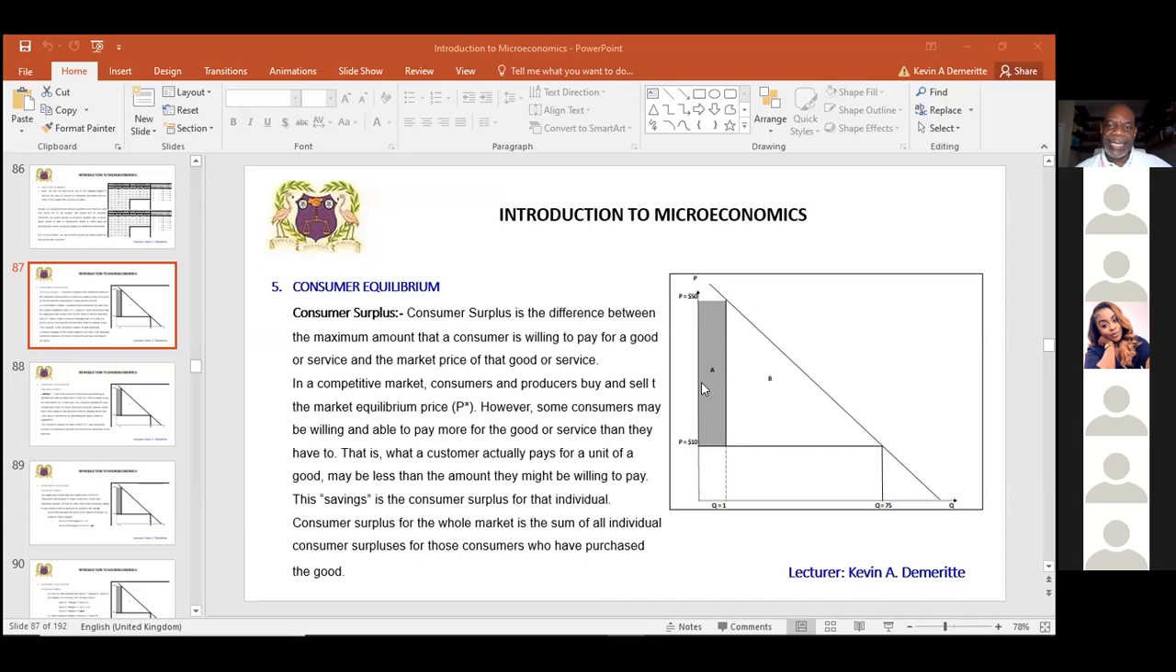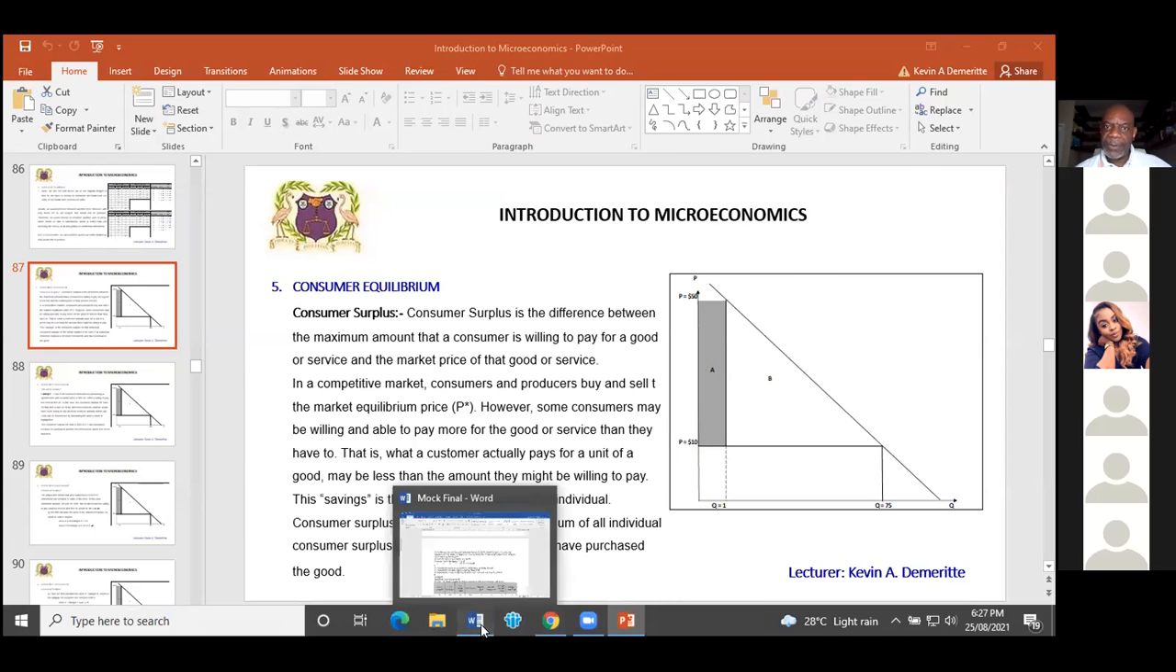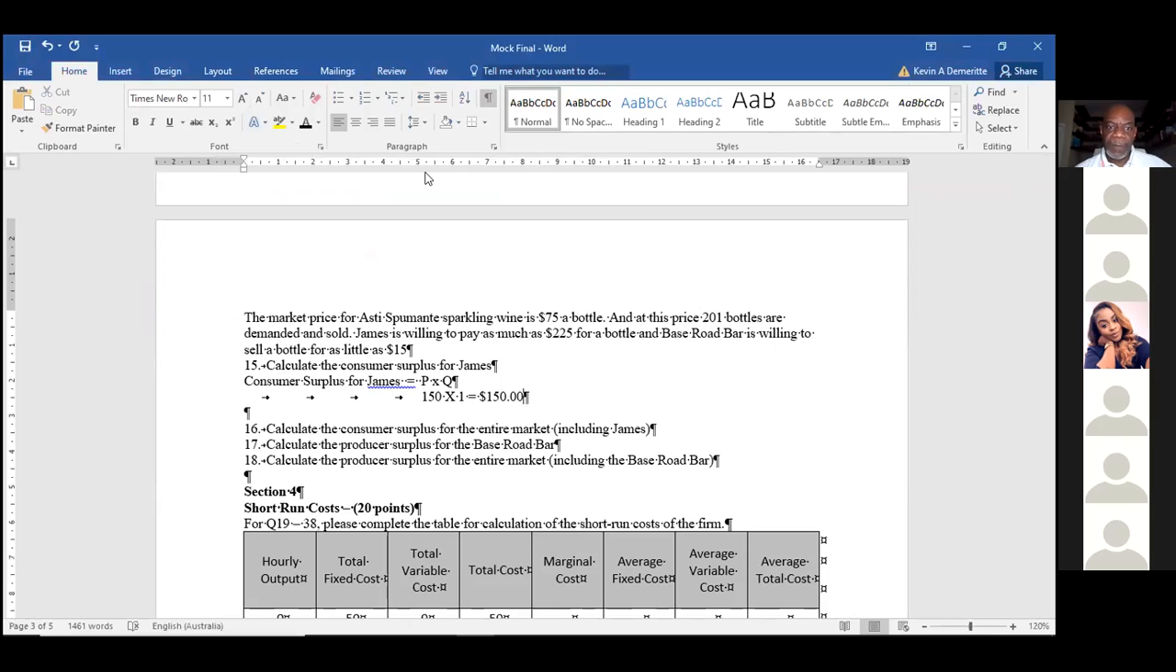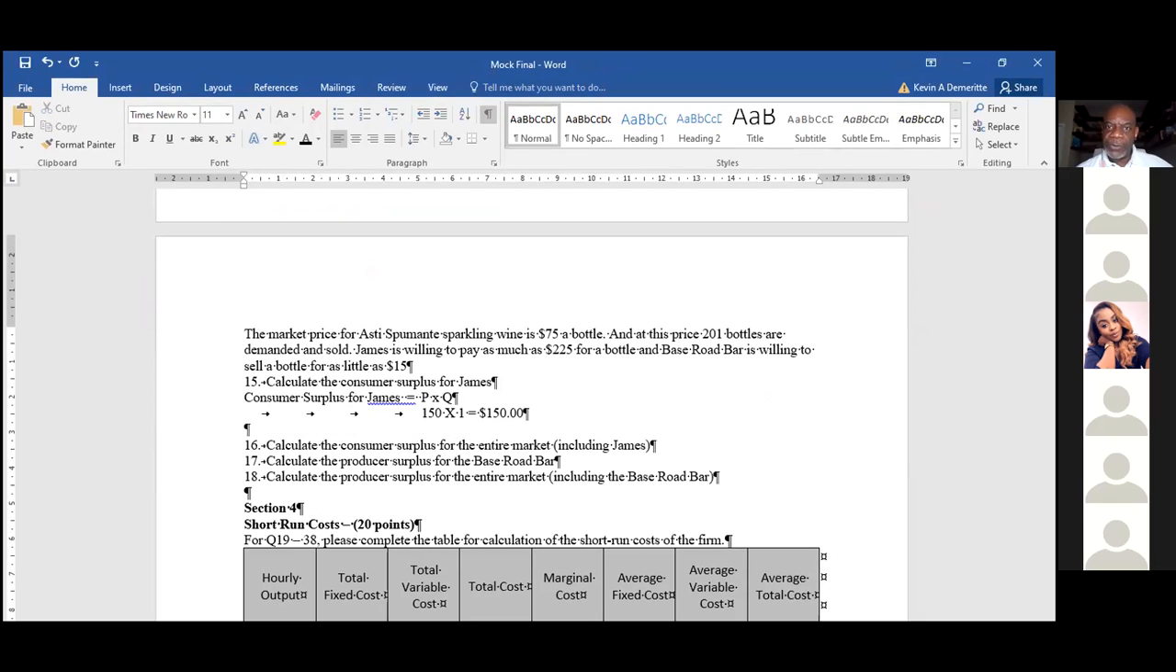Now, the question is asking us, let's go back to here. It's asking us for consumer surplus for the entire market, including James. So let me go back to the notes.